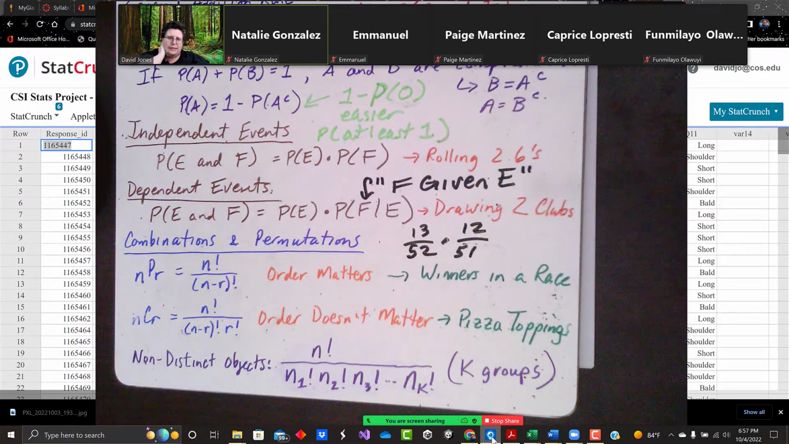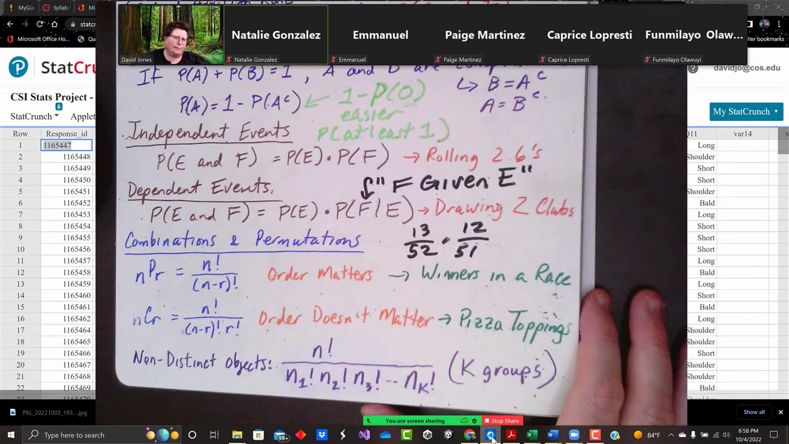Non-distinct objects is where, if we just had 5 red balls, 6 yellow balls, and 2 green balls, we could figure out how many different combinations we could do using this non-distinct objects thing, where you just do the numbers. The total number is n. That's a factorial on top, and then you do little factorials of each individual group below it. So I said 5, 6, and 2 balls. That's 13 balls. I would have 13 factorial on top, 5 factorial, 6 factorial, and 2 factorial on bottom. This was a long section. There are several problems on the test from probability.